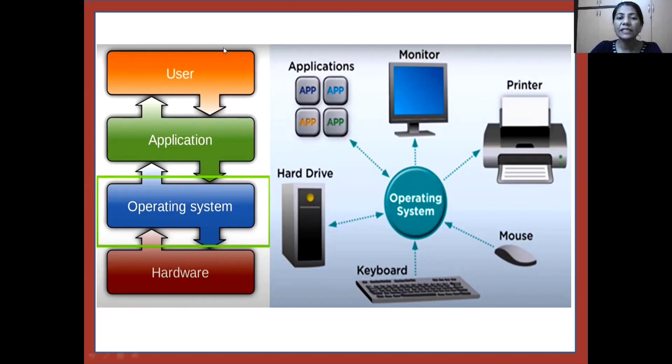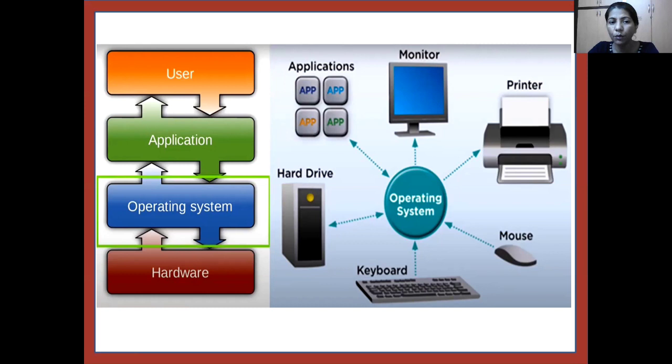So if we see this graph, the uppermost layer is the user, then applications, then operating system, and then we have hardware. So if we think about it, being a user, we use only the applications of the computers. We have no need to touch the hardware parts kept inside.